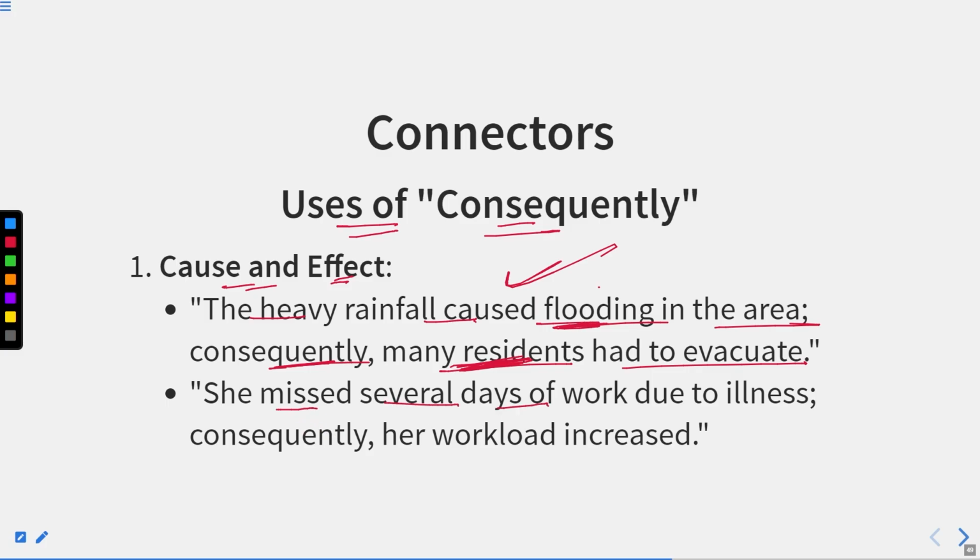She missed several days of work due to illness. Consequently, her workload increased. So she missed several days of work due to illness. It means because she was ill, she could not work for several days, and as a result, her workload has increased.